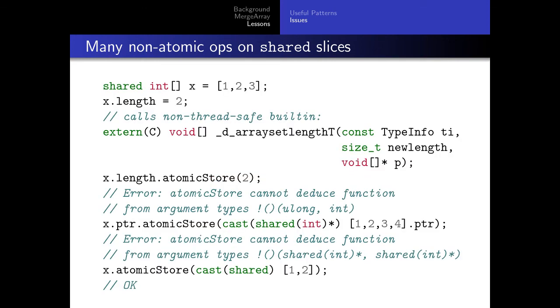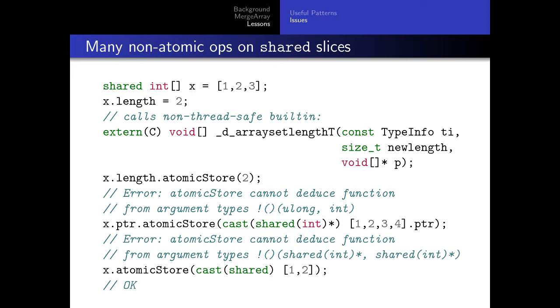Also, the length and pointer properties aren't normal fields for slices. If you try to just assign length equals 2, you end up calling the _d_arraysetlengthT, which acts on it as if it's not shared. It reads the length, tries to duplicate stuff if it needs to extend it, and shrinks stuff. It's not thread safe at all, and the compiler doesn't warn you about that or anything. Also, you can't do x.length atomicStore because it's not an rvalue.